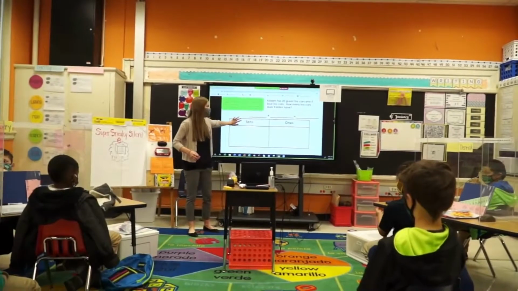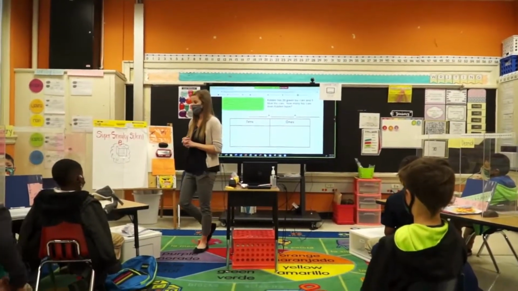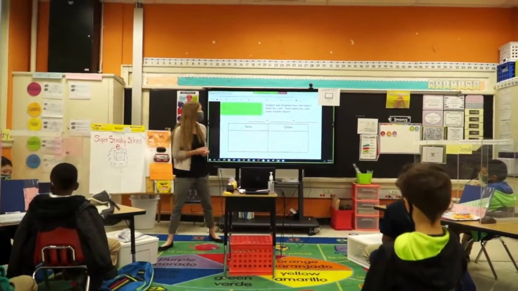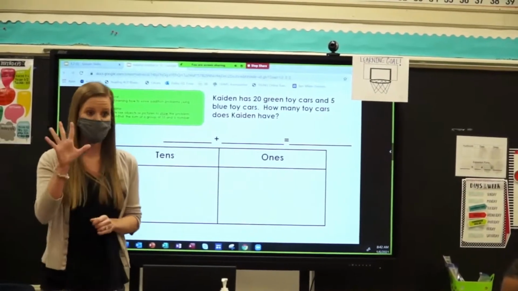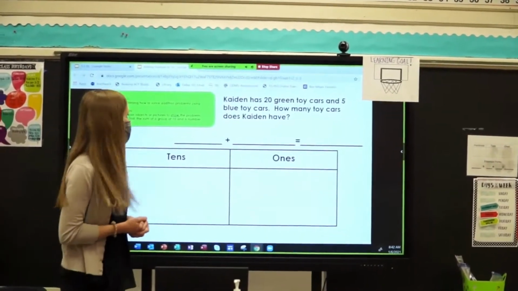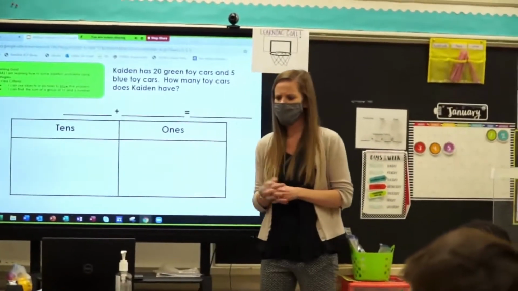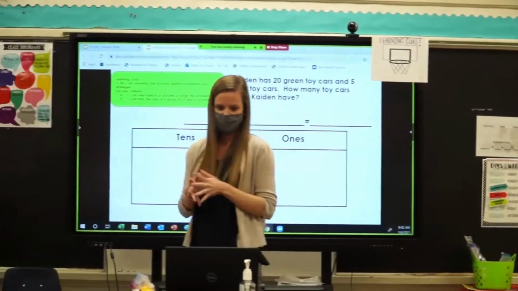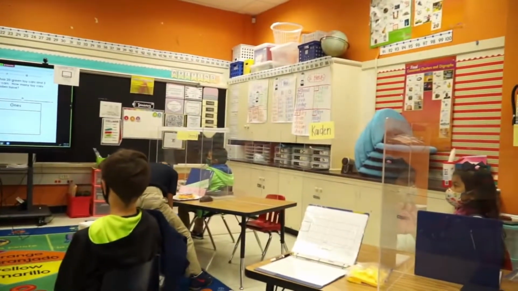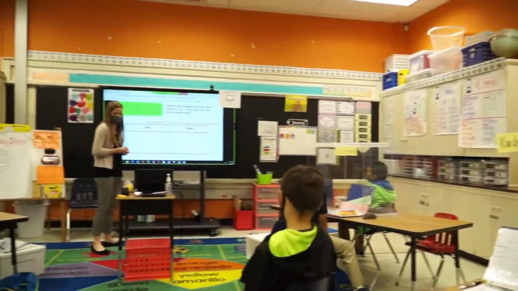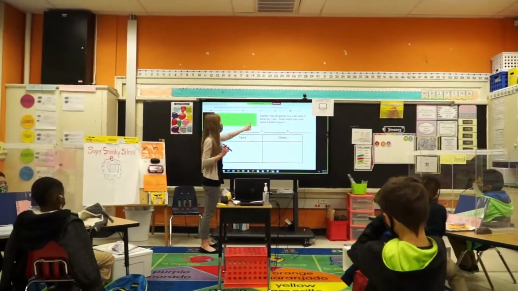All right, rock stars, let's take a look at one of our word problems today, and let's see if we can use our success criteria to meet our learning goal. Caden has 20 green toy cars and 5 blue toy cars. How many toy cars does Caden have? What two numbers are we going to be adding together here? Isabella? 20 plus 5.